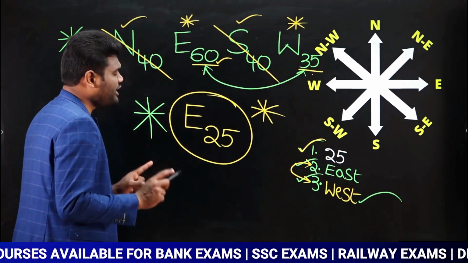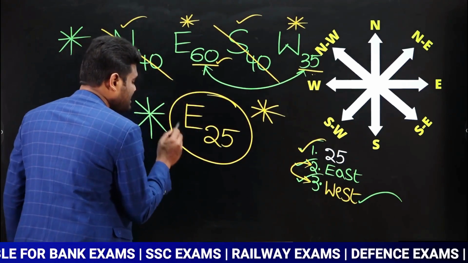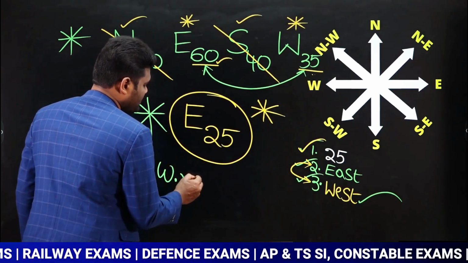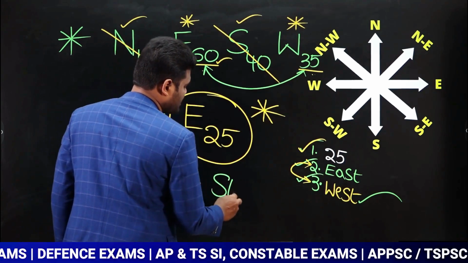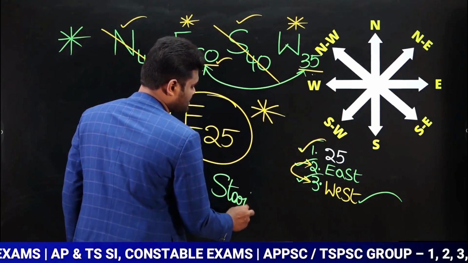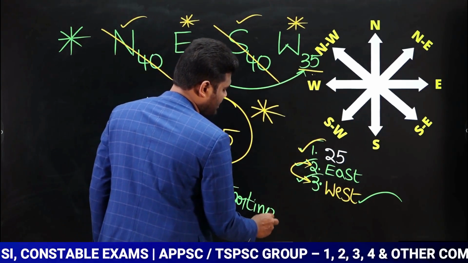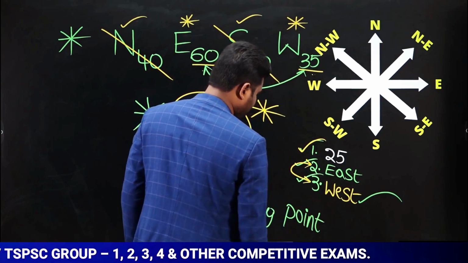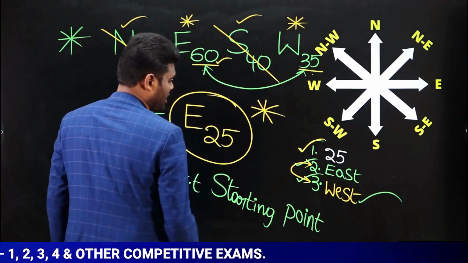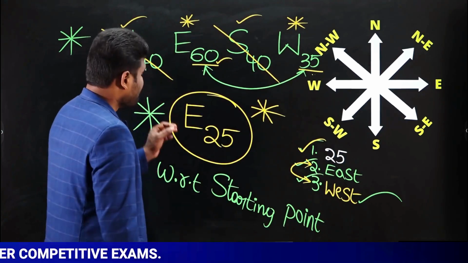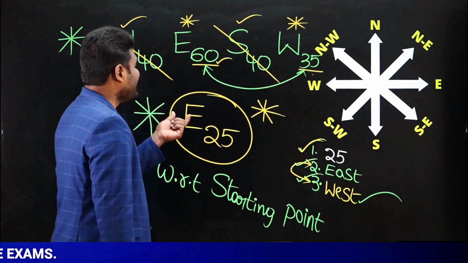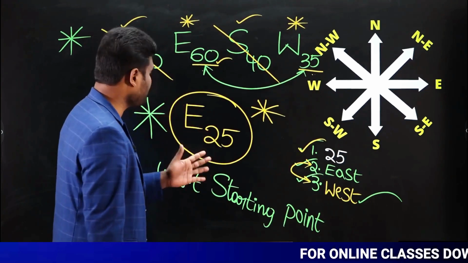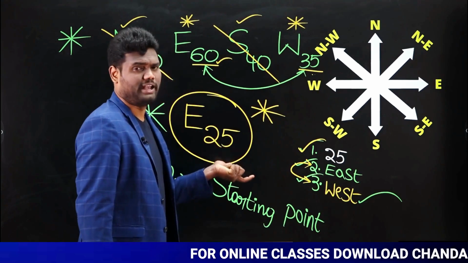And one more important point you have to remember. This answer is with respect to the starting point. Again, some of the students will get confused. That is the reason I am maintaining clarity. What does with respect to the starting point mean? With respect to the starting point, he is in the east direction, and the distance between them is 25.